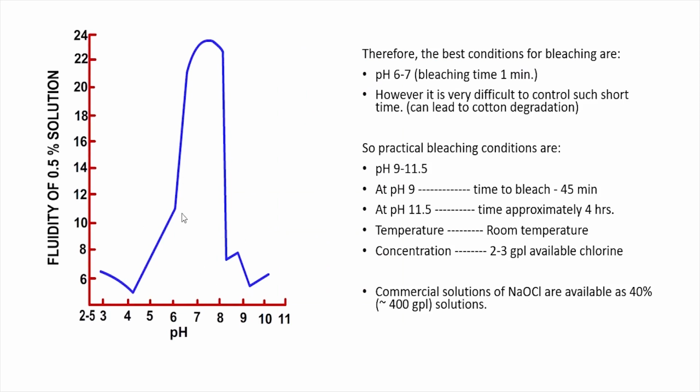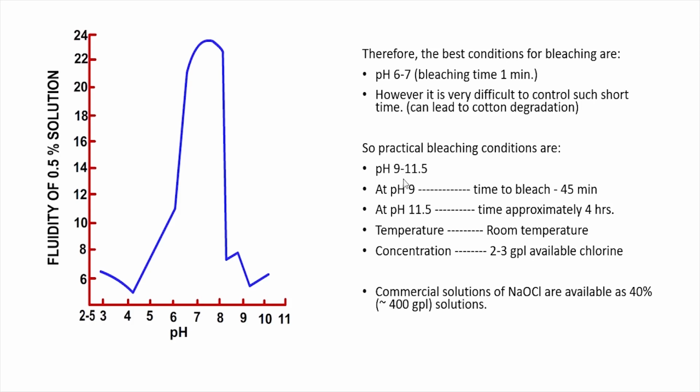And see this graph, the degradation of cotton is evaluated by fluidity test with the 0.5 percentage solution, sodium hydroxide solution, barium hydroxide solution. And as you see around 6 to 8, the fluidity rate is very high. That indicates the degradation of cotton fibers. So you should not do the bleaching at this pH. Okay, so see here at pH 6 to 7, bleaching time is 1 minute. So that means rapid oxidation, and the chances of escaping is more, and that will spoil your cotton fabric.